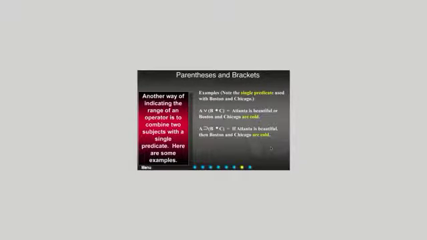Some examples, okay? Another way of indicating the range of an operator is to combine two subjects with a single predicate. So, in other words, "Atlanta is beautiful, or Boston and Chicago are cold." See how these are both combined, right? Boston and Chicago are cold. So what that tells us is it's either Atlanta is beautiful or Boston and Chicago are cold. And so you have to put those in parentheses.